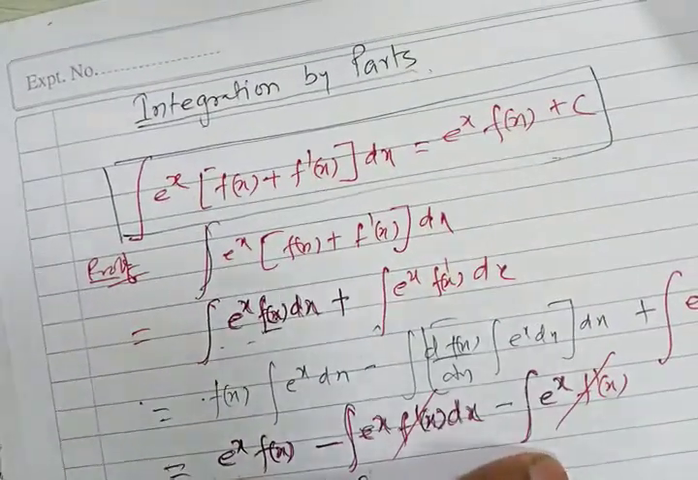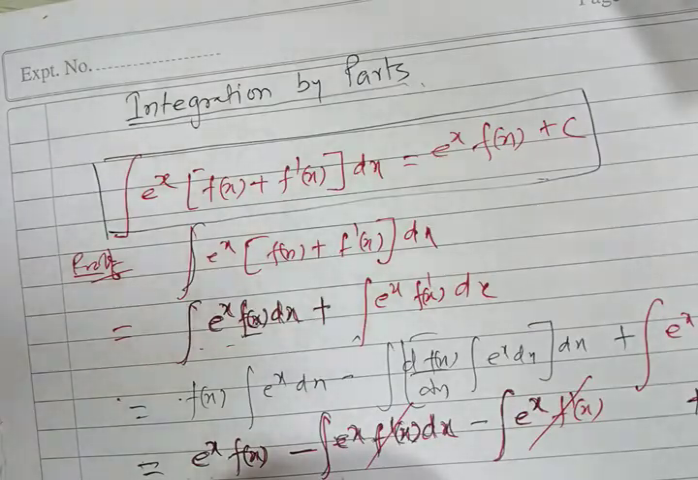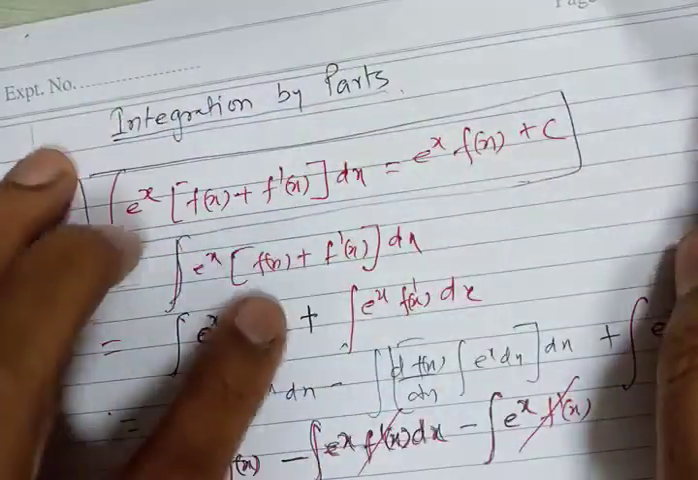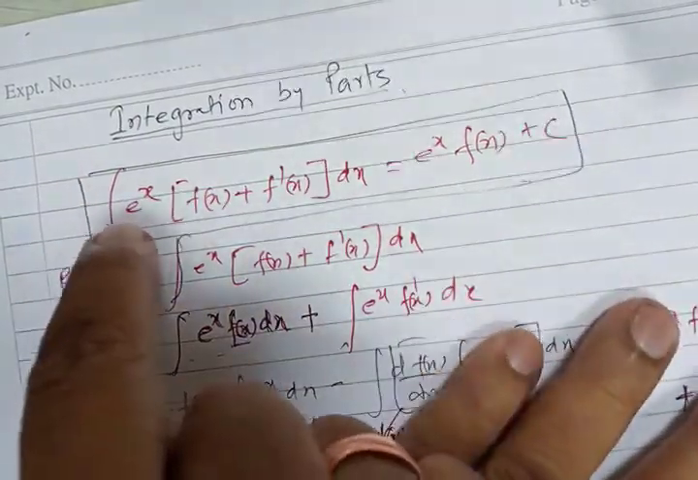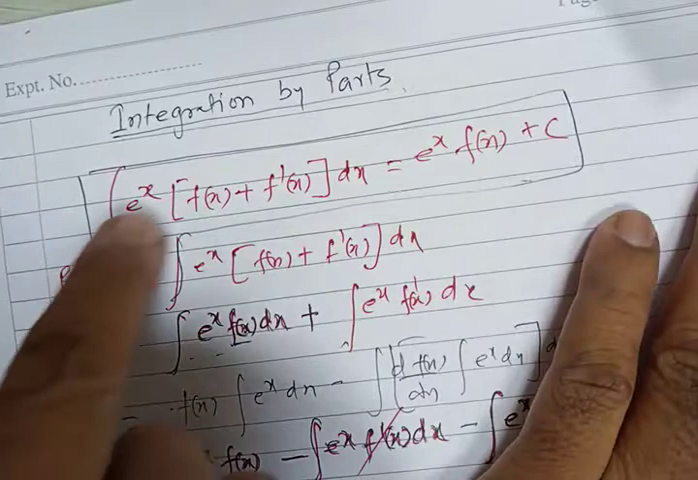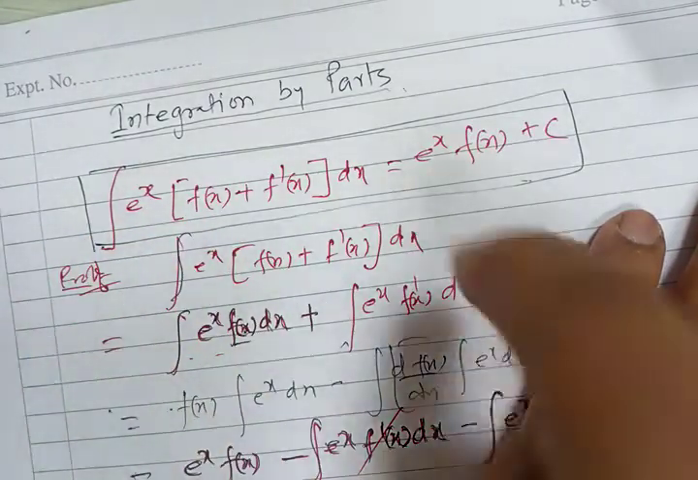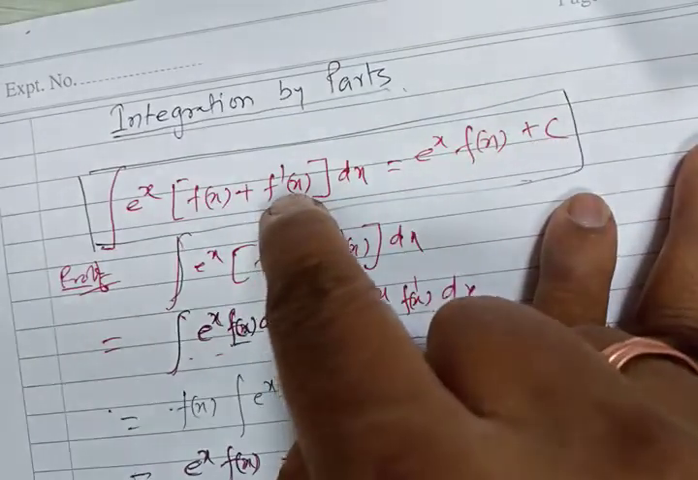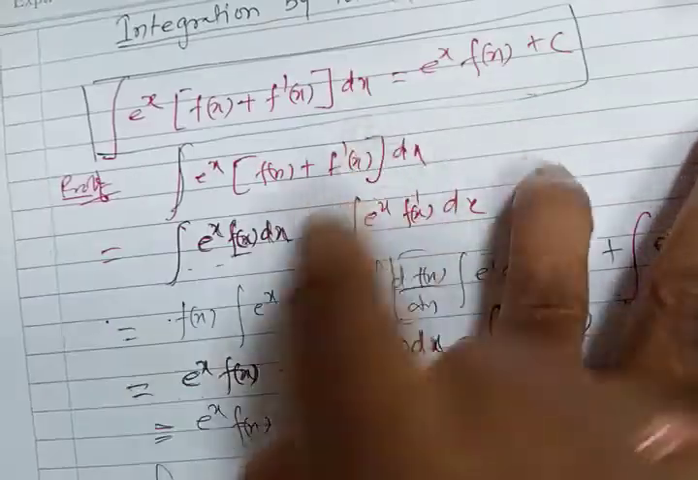Good morning, students. Today we are going to another part of integration, that is in this formula. We are going to derive a new formula. Integration of e to the power x [f(x) + f'(x)] dx will be e to the power x f(x) + c. E to the power x f'(x) will vanish automatically. How? That proof I am showing you.